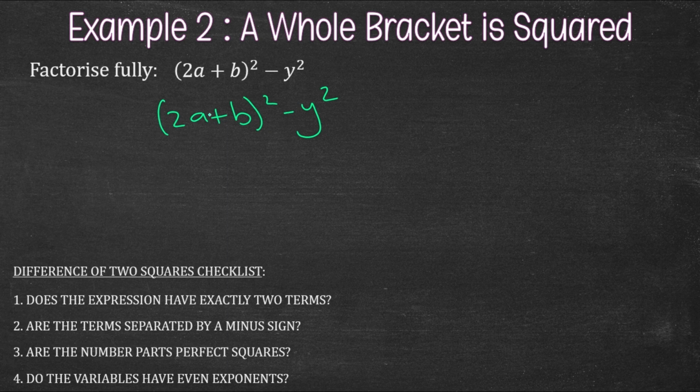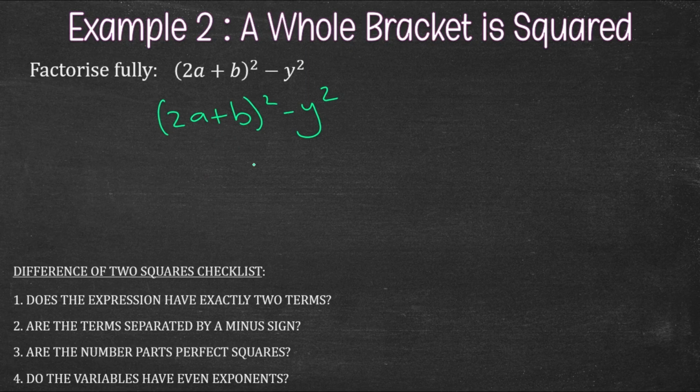Now let me quickly explain to you why I say that this term is only one term. This 2a plus b is inside a set of brackets. That bracket forms a package. So it shows that everything is together. And that's why we treat it as one term for this expression.